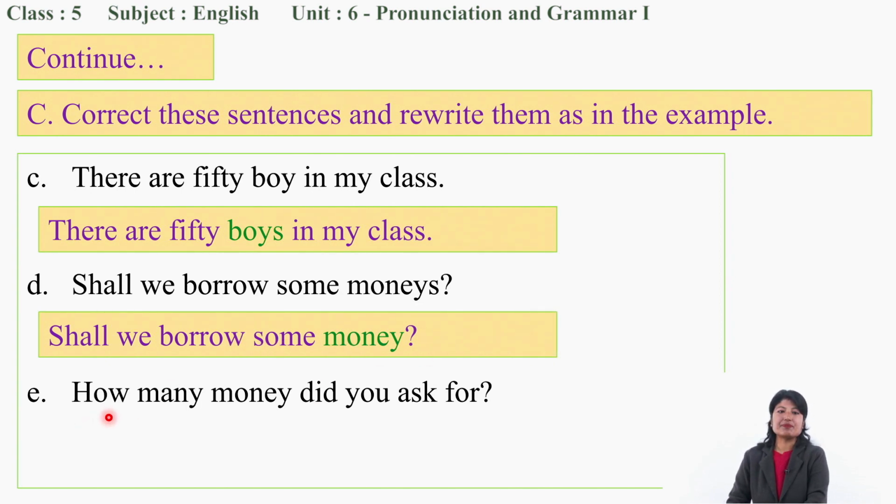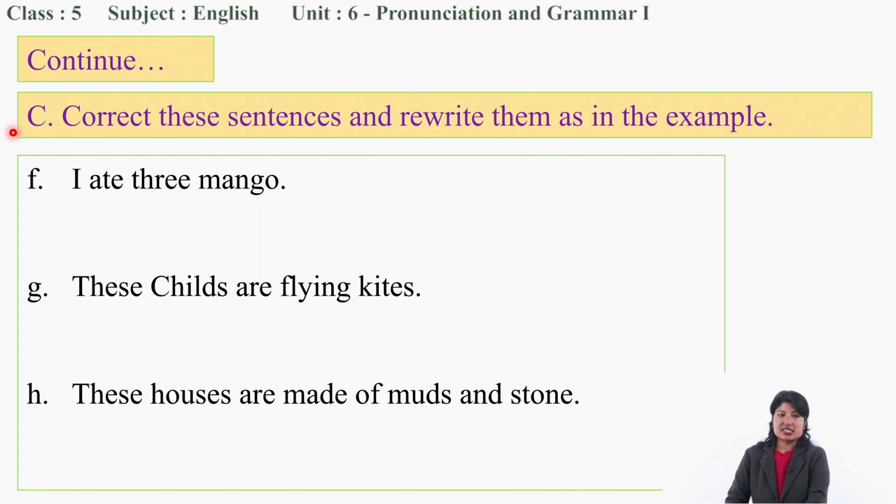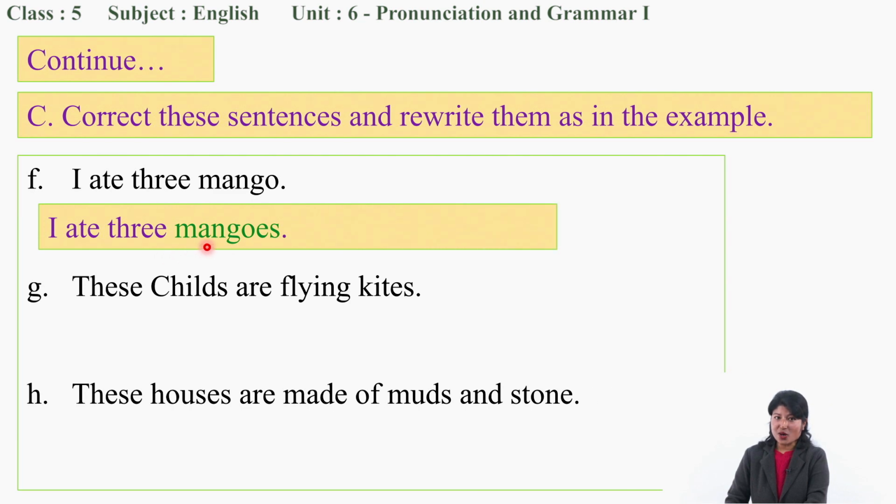Okay, all right. E. How many money did you ask for? Once again, so what can we do? How many? How much, right? So the right answer is, how much money did you ask for? Continuing the same. F. I ate 3 mango. What do we say? I ate 3. What becomes? Yes, mangoes. I ate 3 mangoes.